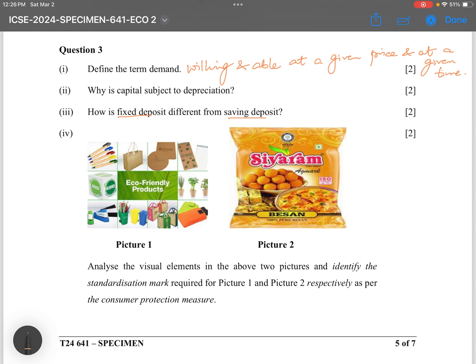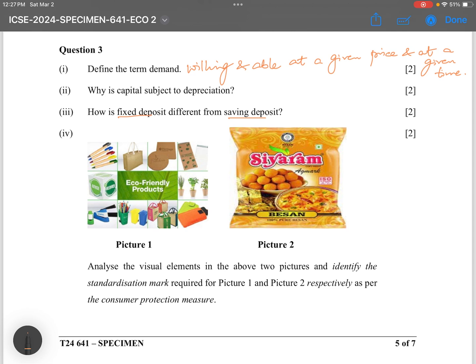Okay, so these are the 2 main differences, but another third difference could be that a fixed deposit is for a fixed period of time. You put a certain amount in the bank, and for a fixed period of time you have it there; you cannot withdraw it before that time limit. In a saving deposit, you can withdraw even on a daily basis. But I believe the first 2 are more important.